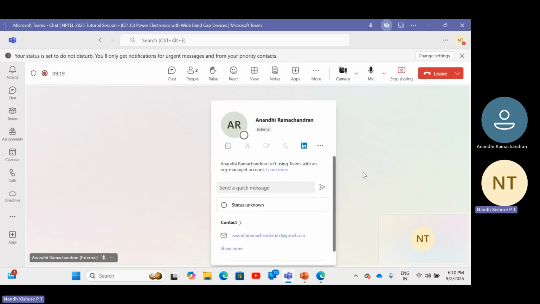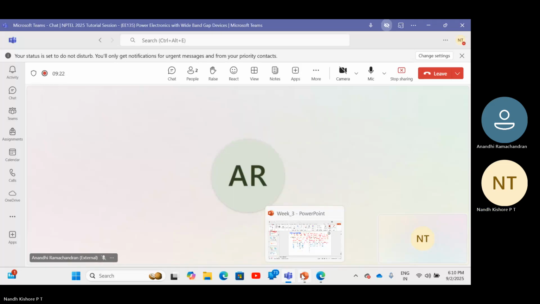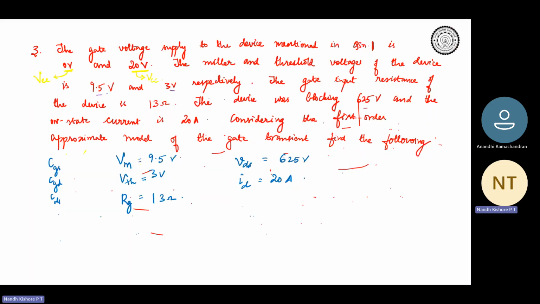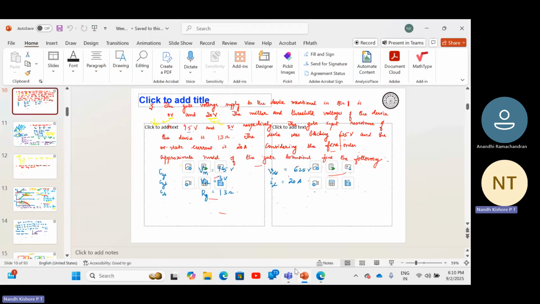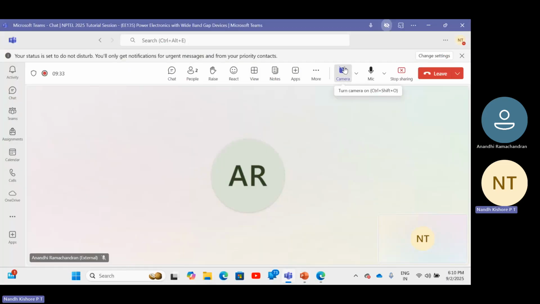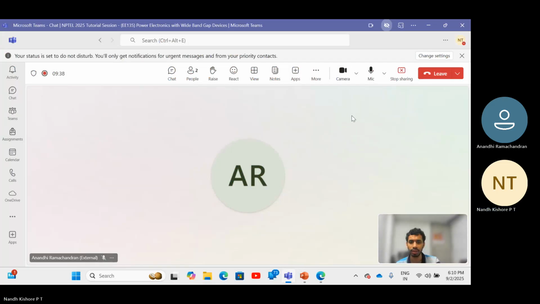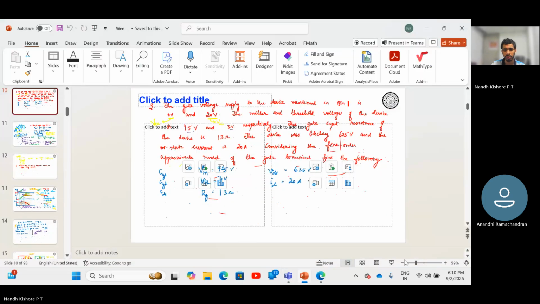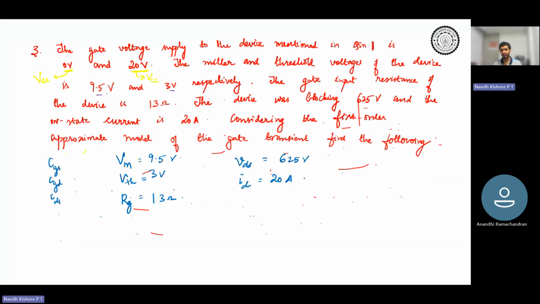Okay, I'll just start. So in the last class, we were actually seeing a numerical problem on device characteristics, right? So the question was as follows.